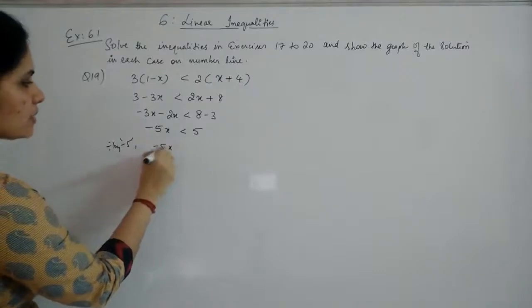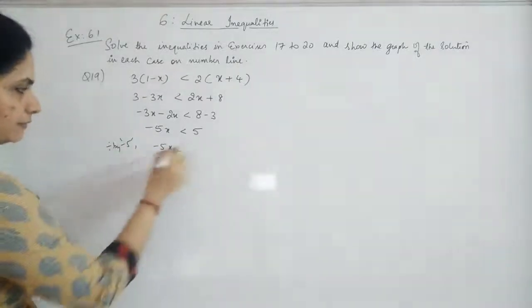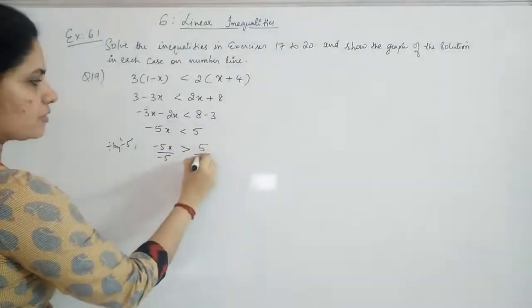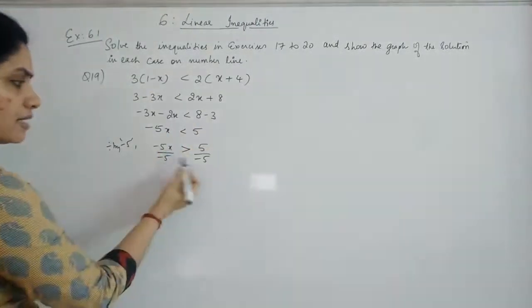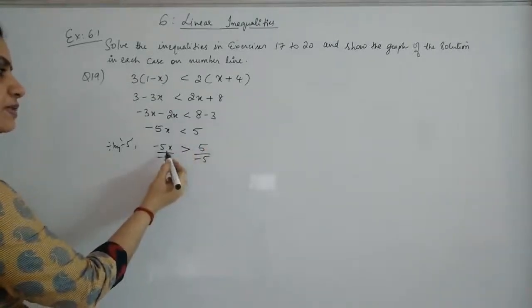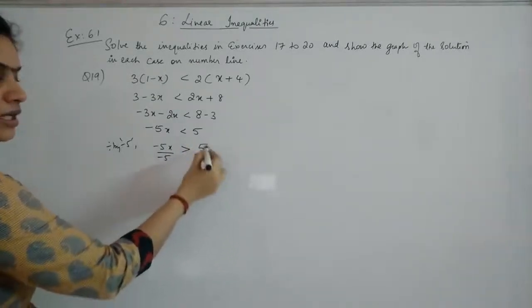So minus 5x by minus 5 will give you x, and the inequality becomes greater than, which was already less than, and on the right side it is 5 by minus 5. Unless you write on both sides, you will be confused. Here you will just write x, but here you will forget to write that negative sign.